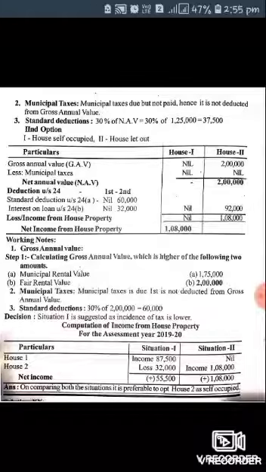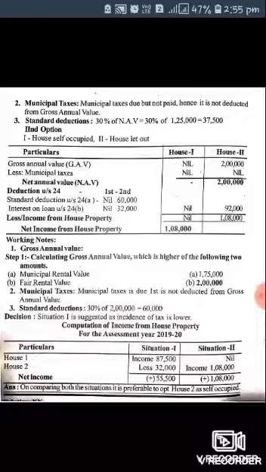And the second option, if the first house is self-occupied and the second house is let out. So gross annual value of the first house will become nil because it is used as self-occupied. The second house value is 2 lakhs, and municipal tax is not paid, so it is not given as deduction. So net annual value is 2 lakhs, and there is no standard deduction for the first house in the second option, and 60,000 is given to the second house, and the interest on loan of 32,000 is given to the second house. So after total deductions, 1,80,000 is the income from house property.